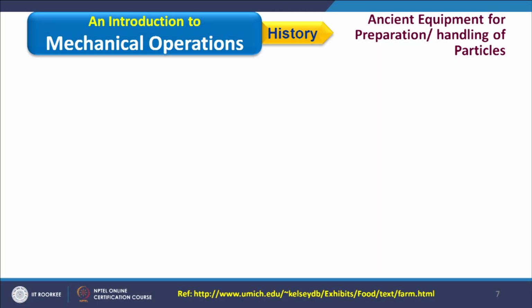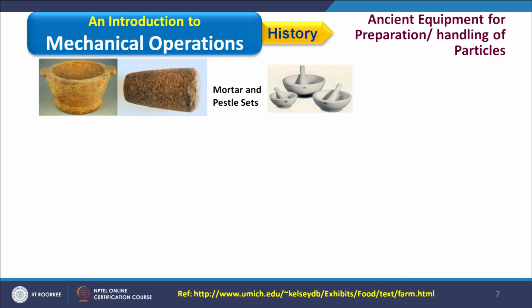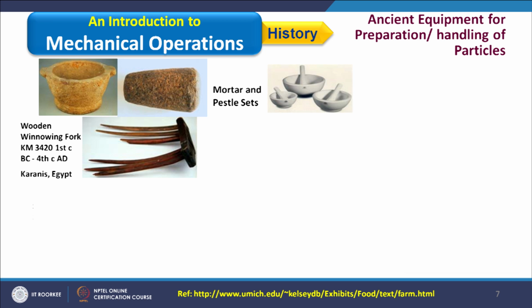Another very good example of mechanical operation which we have been using since the beginning is ancient equipment for preparation and handling of particles. Here I am showing some photographs to make you understand how long we have been using them. This is a grinding bowl in which the material can be ground by this stone, and here we have another example. These are mortar and pestle sets.